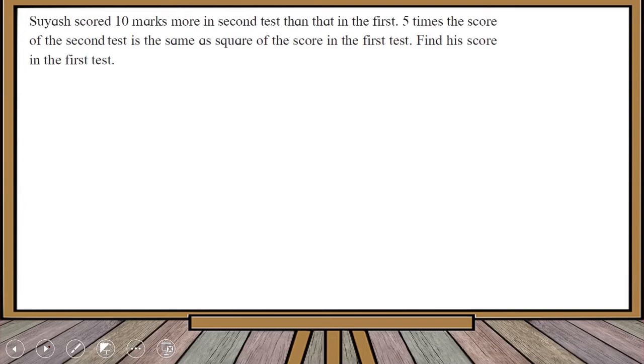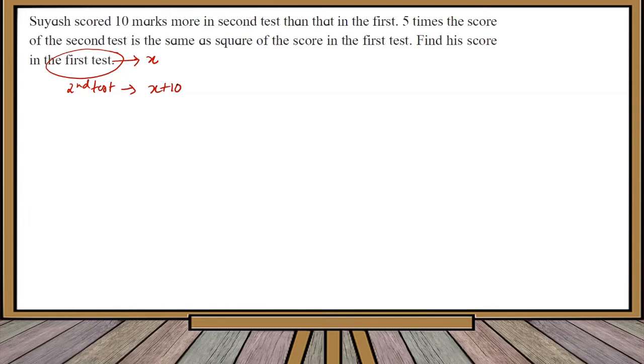It says Suyash scored 10 marks more in the second test than in the first. 5 times the score of the second test is the same as the square of the score in the first test. Find his score in the first test. Okay, so what do we do? Whatever is asked, let that number be your x. So let the score of Suyash in the first test be x. Now the situation says he scored 10 marks more in the second test. So what would be the second test marks? Second test marks would be x plus 10 because he is scoring 10 more than in the first test.